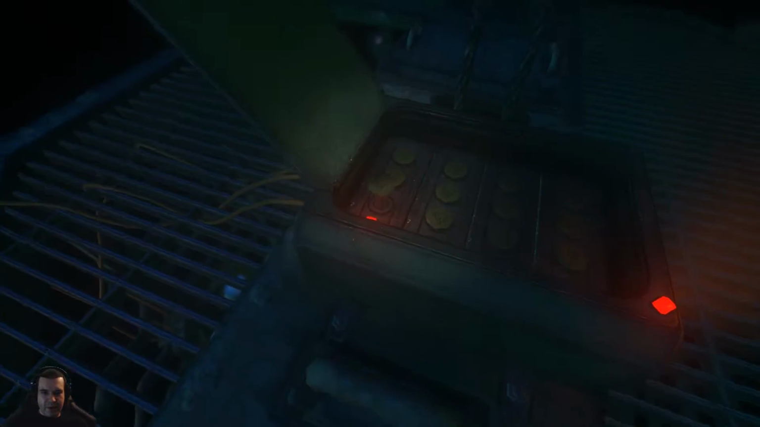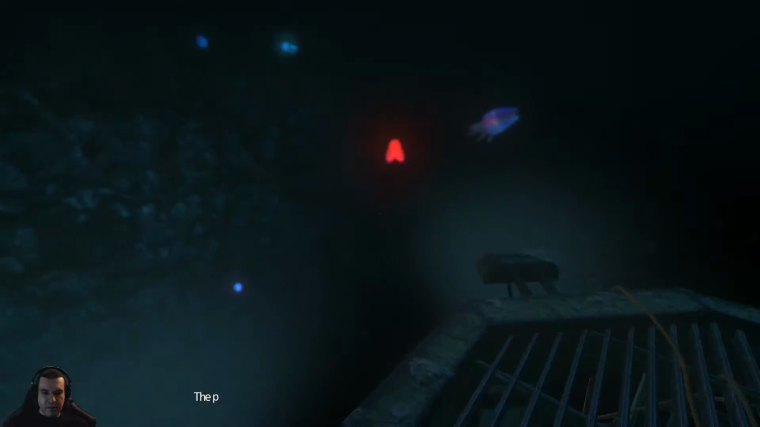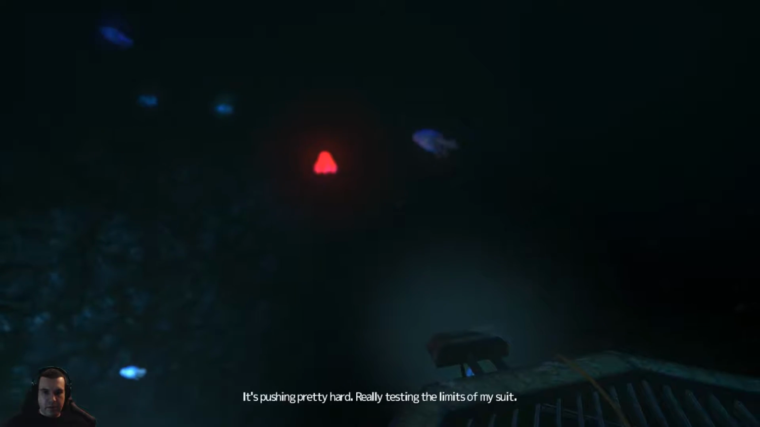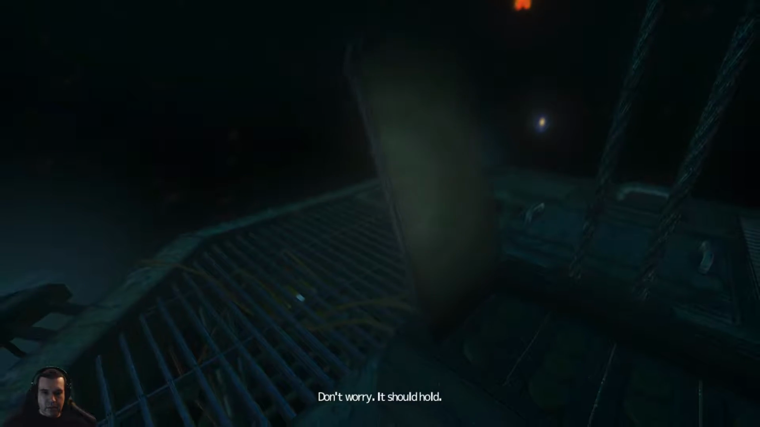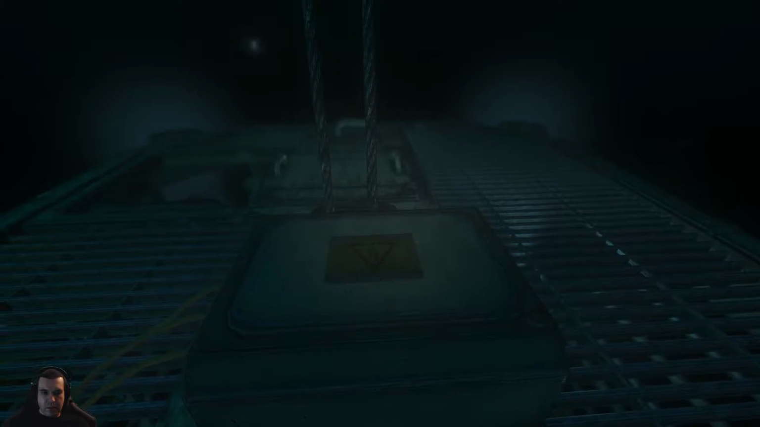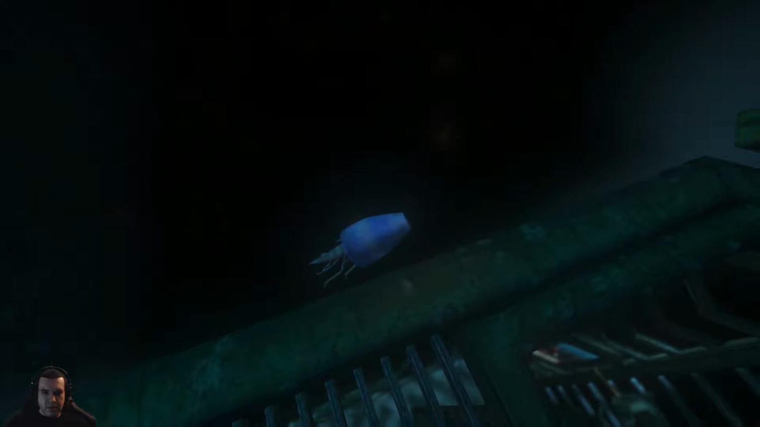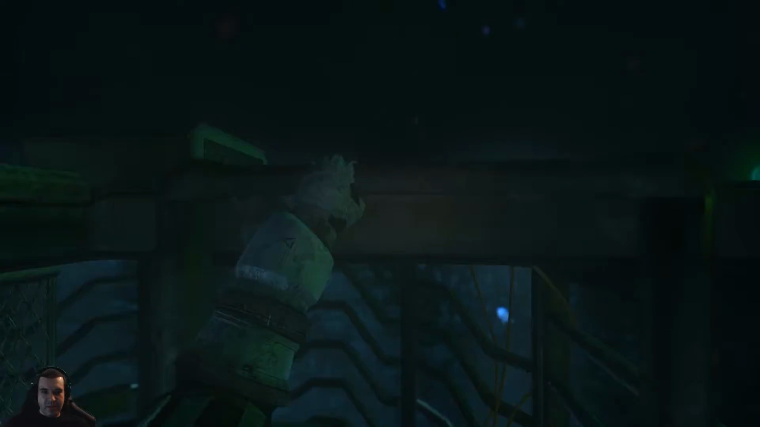A fuse popped out. I know it's not much, but why have we stopped moving? The power blacked out for a moment. Think it could be the atmospheric pressure. It's pushing pretty hard, really testing the limits of my suit. Don't worry, it should hold. Comforting. It will hold. Pretty. Pretty fishy.